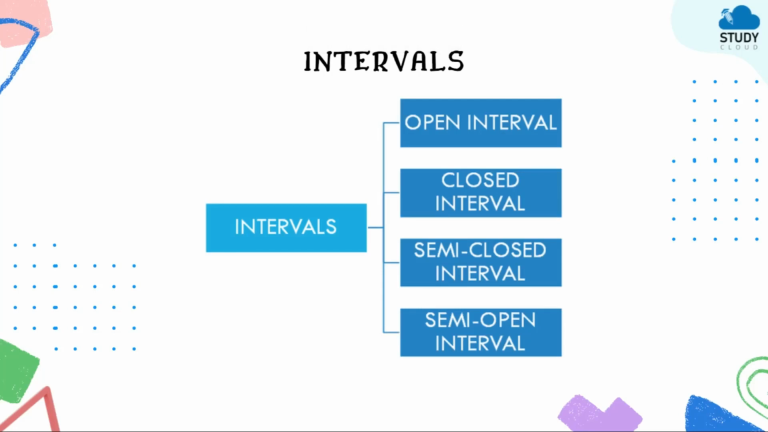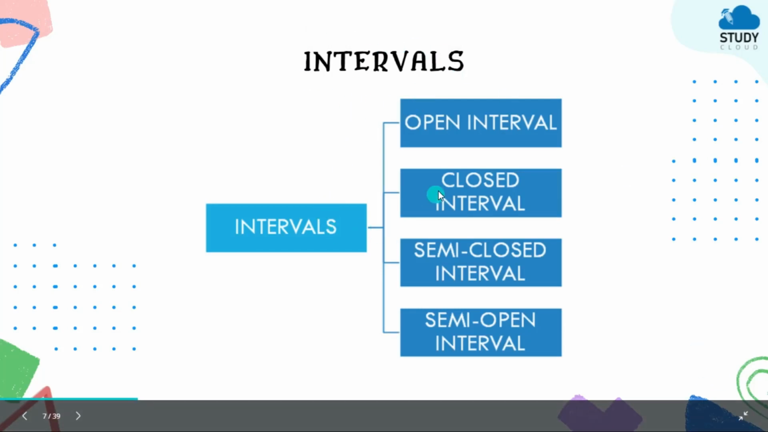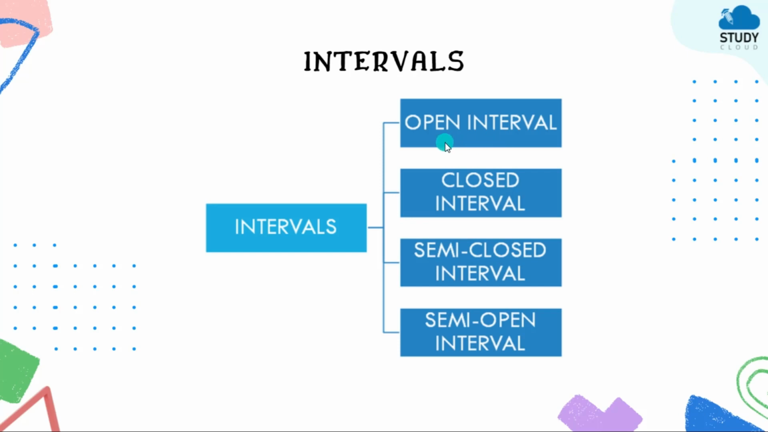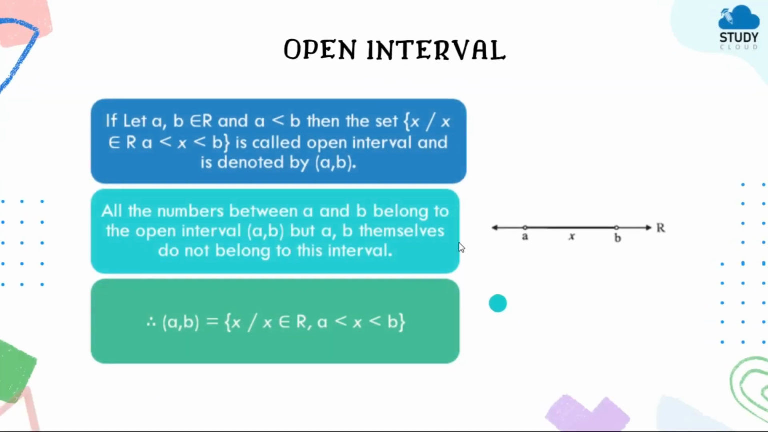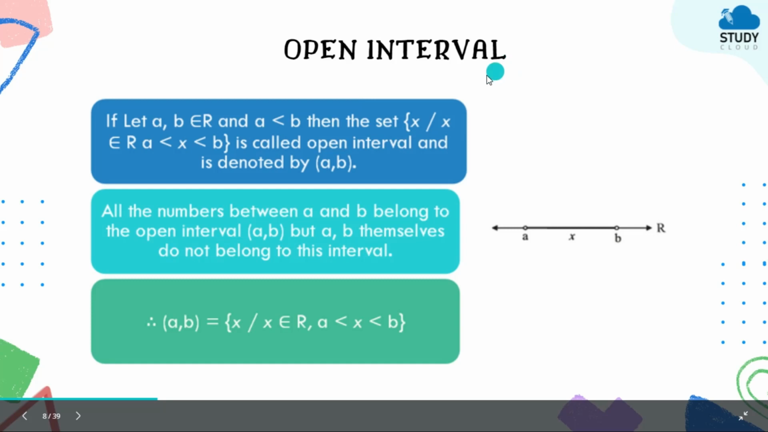The next part of this chapter is about intervals. So the main four types of intervals are given to you here: first is open interval, then closed interval, semi-closed interval, semi-open interval. So let's study one by one. First is open interval. Now what will be there?